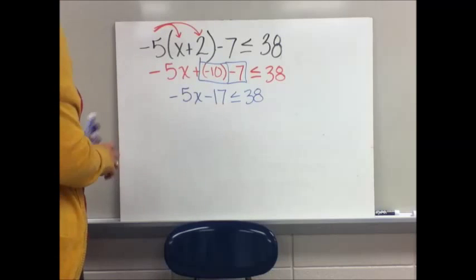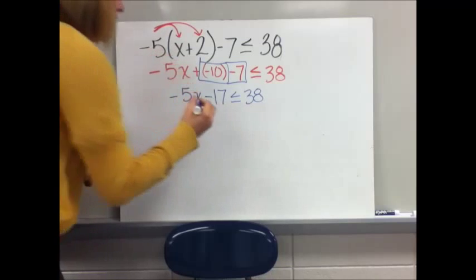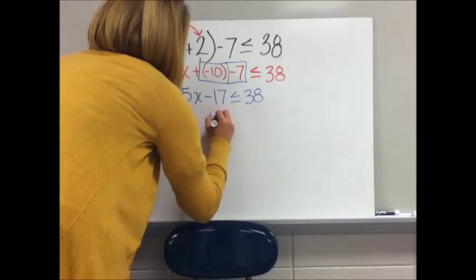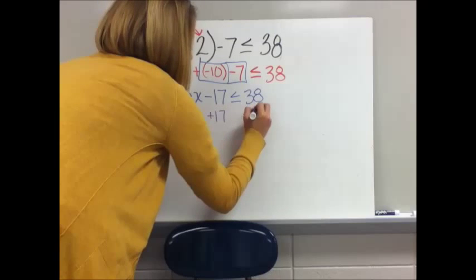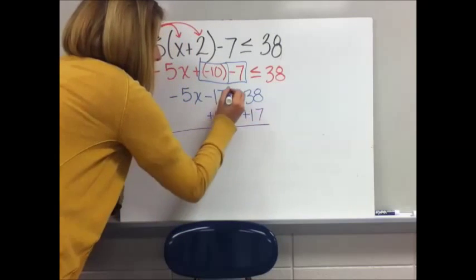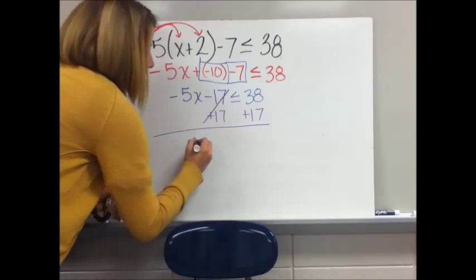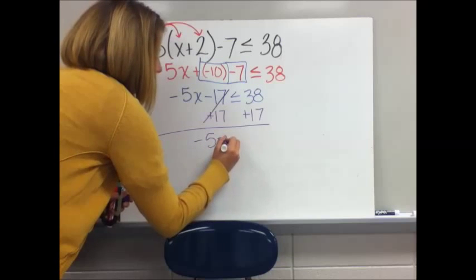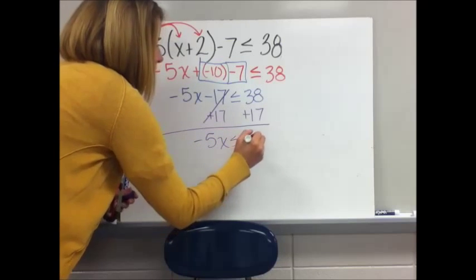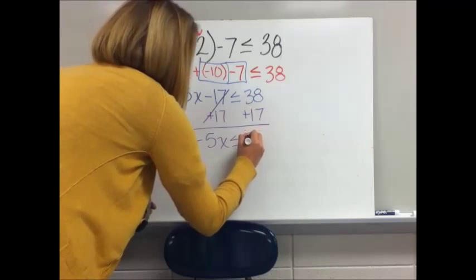I'm going to undo the subtraction first. I do that by adding. I'm going to add 17 to both sides. That will cancel. -5x is less than or equal to, that becomes 55.